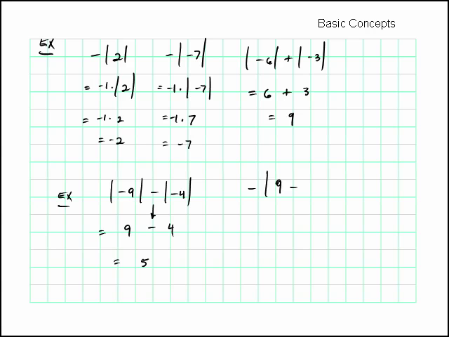Negative absolute value of 9 minus 4. Figure out what you have in the absolute values first. 9 minus 4 is a 5. So this really means a negative 1 times absolute value of 5. That's a negative 1 times a 5. Oh, let me change that. That's just 5. I don't need absolute values there anymore. Negative 1 times 5 is negative 5. Okay, there's a quick review on absolute values.